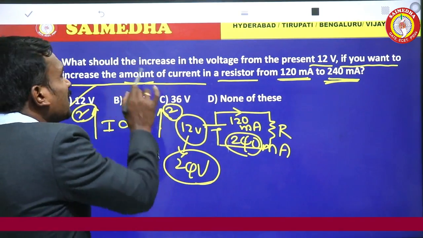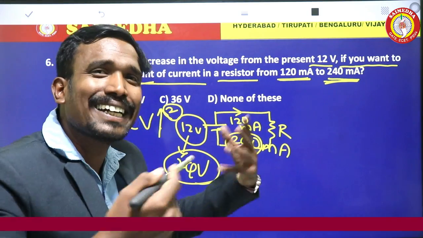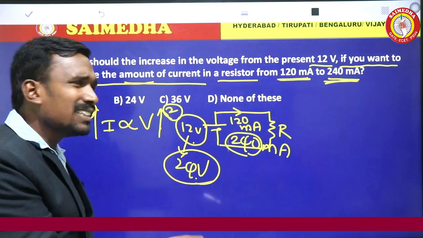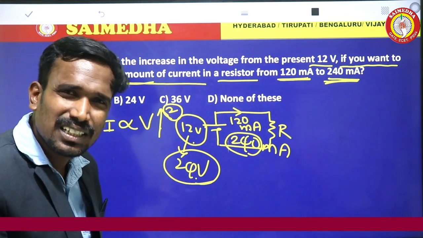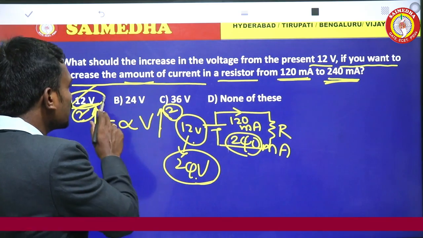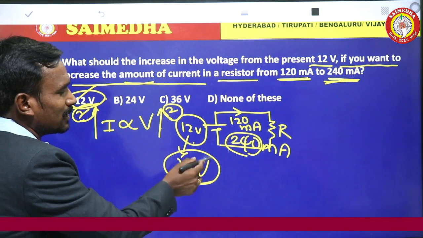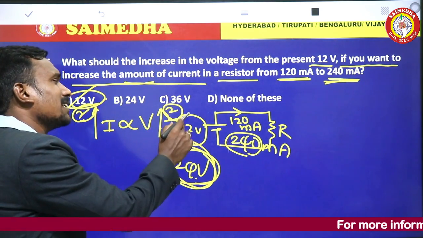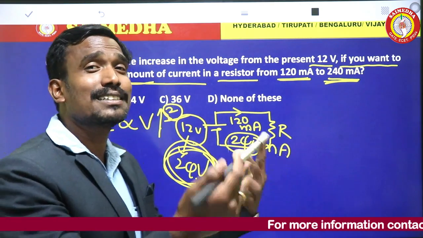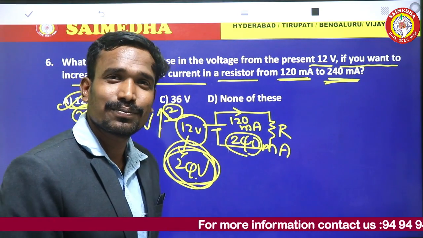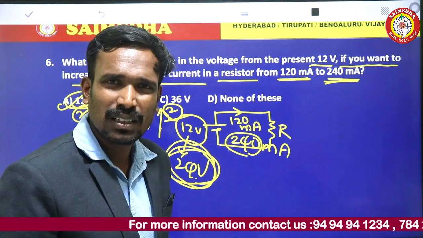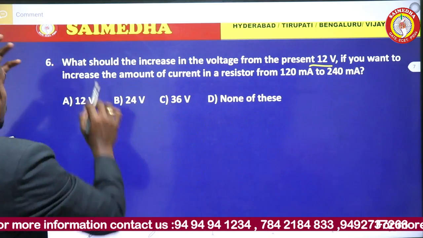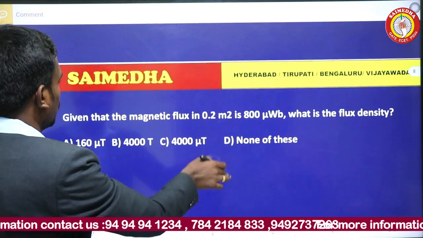What they ask is, what is the increase? How much do we have to increase? From 12 to 24, how much do we have to increase? 12 volts we have to increase. If the 12 volts increases, the total voltage is 24. The voltage doubled, so the current also gets doubled. This is a very simple question, sir. They will ask questions like these. Right? Let's go for the next question.